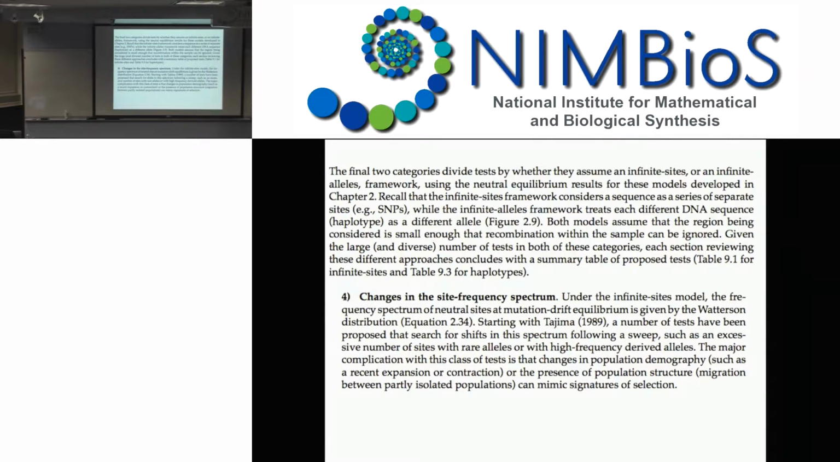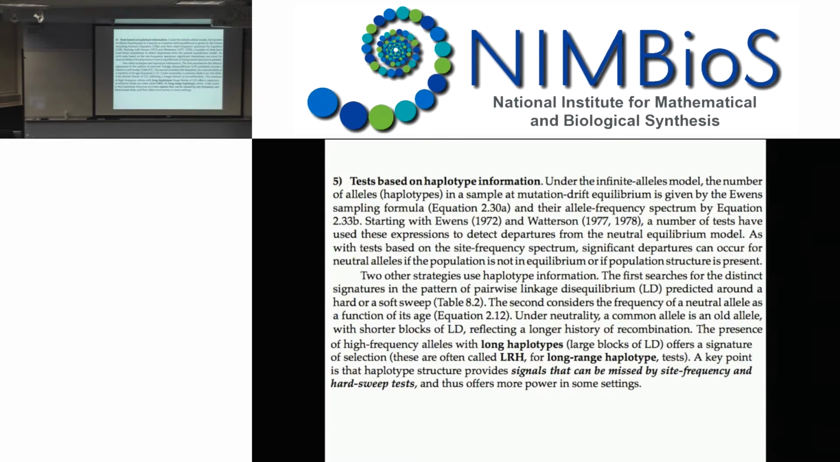The other thing I can do is look at that sample from an infinite sites or infinite alleles framework. So I can basically look at changes in the site frequency spectrum. And typically, as we mentioned, those involve computing theta using different measurements of that site frequency spectrum and ask if they're consistent, like Tajima's test. Again, the problem is those are severely compromised by demography or population structure.